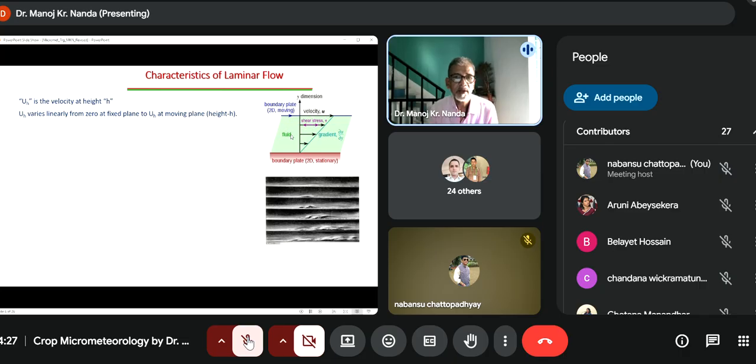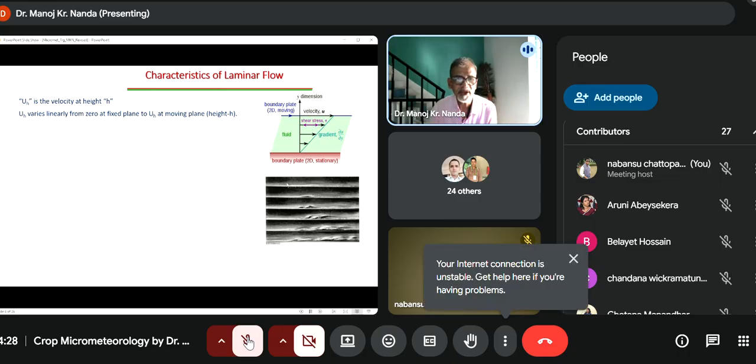The layers are parallel, just one layer over the other without breaking the layer. So, in a very simple way, if you put a drop of ink over a laminar flow layer, this ink will not go to the next layer because the exchange process is very limited. These layers are moving over one another without much exchange.